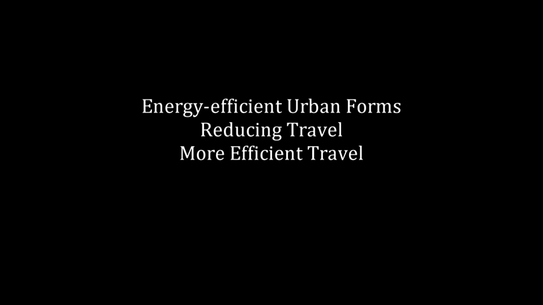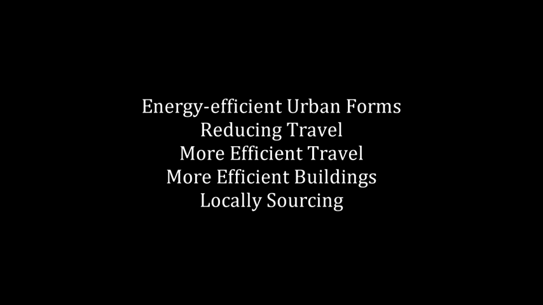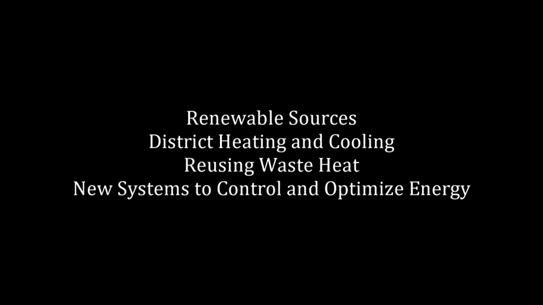The things we can do better to manage energy consumption fall into two categories. We can reduce demand by creating urban forms that are more energy efficient, by reducing travel, shifting to more efficient types of travel, making our buildings more efficient, and locally sourcing things. And we can improve the supply of energy by shifting to renewable sources, installing district heating and cooling, and reusing waste heat, and by developing new systems to control and optimize energy. Let's take a look at a few examples in each of these categories.